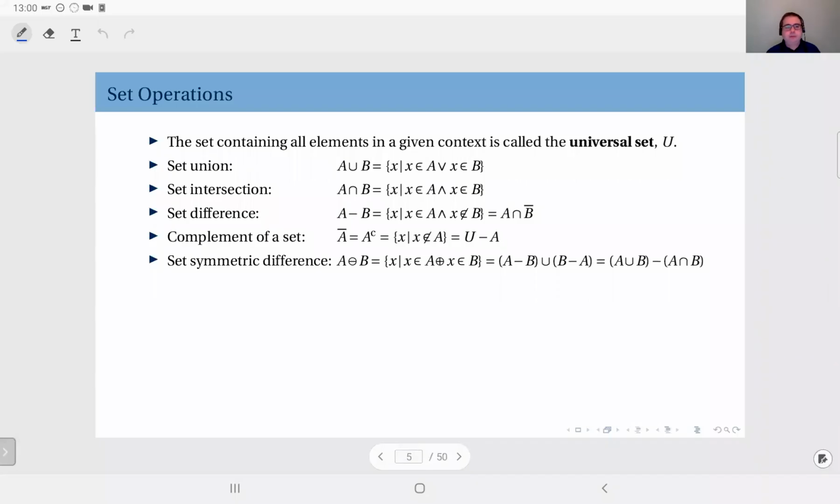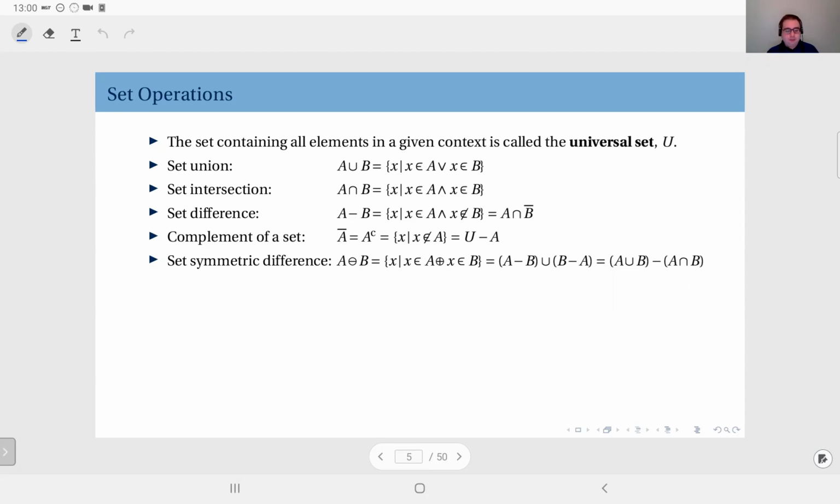Next, we will look at set operations, and again, these are quite well known. First of all, let's define the concept of a universal set. The set that contains all elements in a context is called the universal set. If you match this to the concepts in logic, this corresponds to the domain of discourse. Whatever elements are meaningful in the context, they are all elements in the universal set.